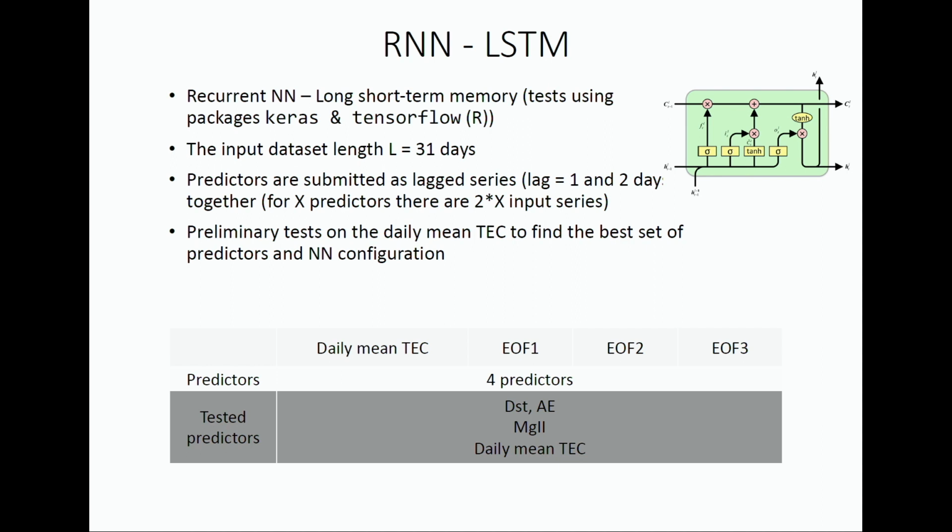The long short-term memory, those are the details, and in this case we used the same number of predictors for all the models. We tested on this one the third eigenfactor, but the results were not very good. Actually, they were not already very good for IO2. But you only have 4 predictors, because the model then started to not converge very well, and those are basically 2 geomagnetic indexes, the magnesium 2 index, which is a measurement of how the high chromosphere is changing, and the daily mean TEC, because it's something that we are measuring.